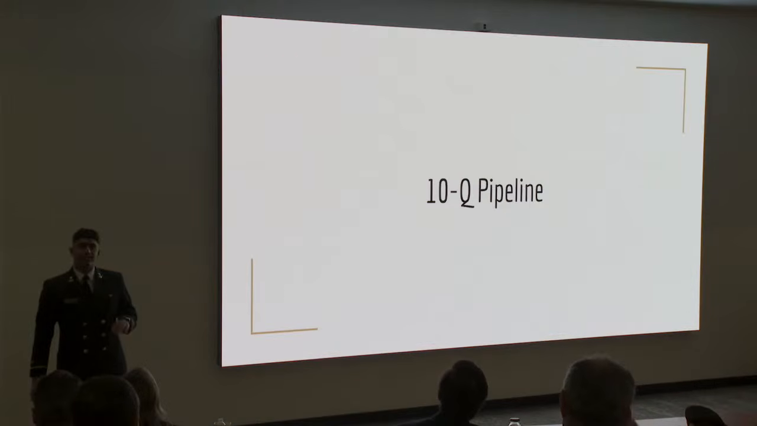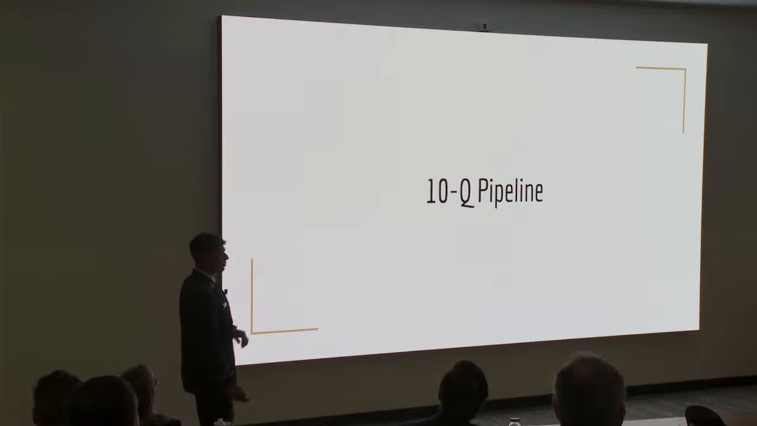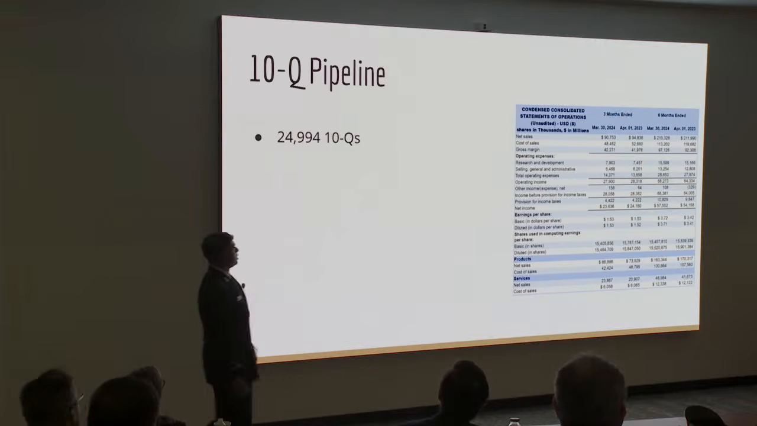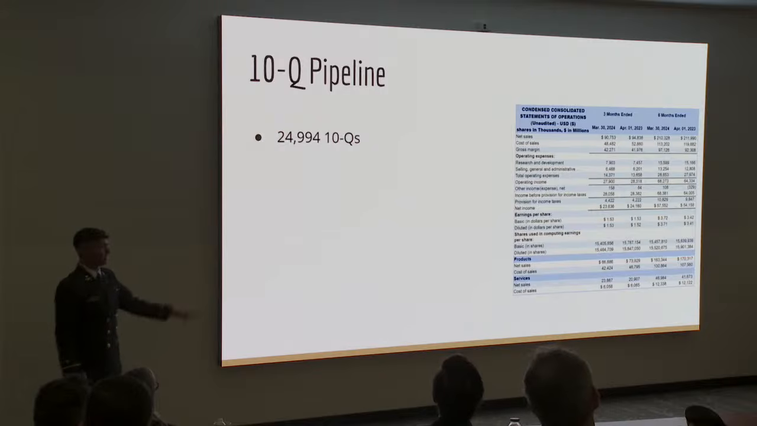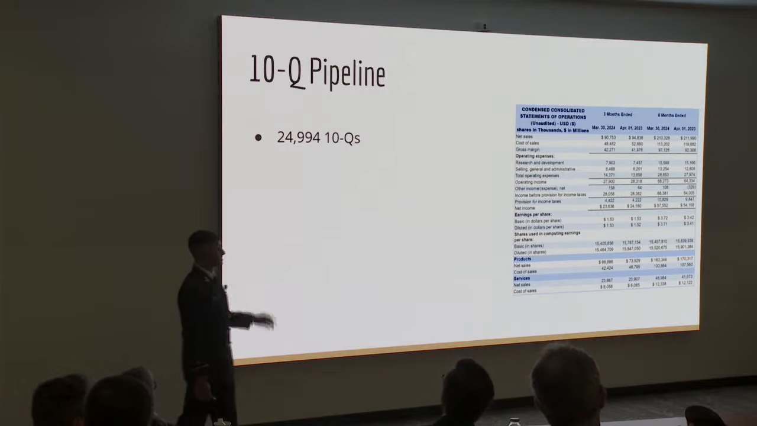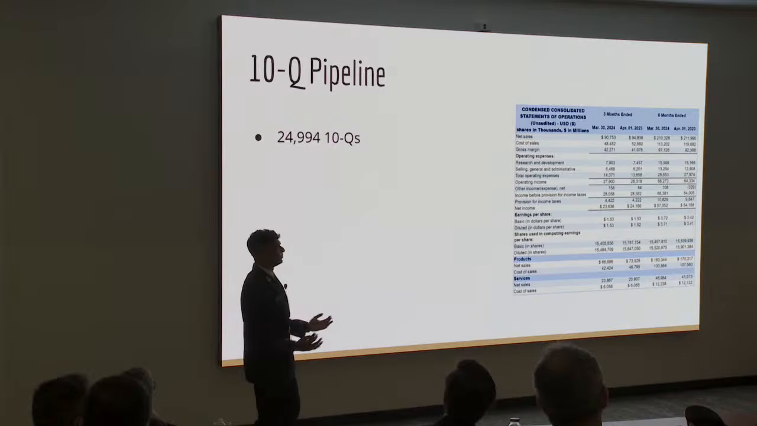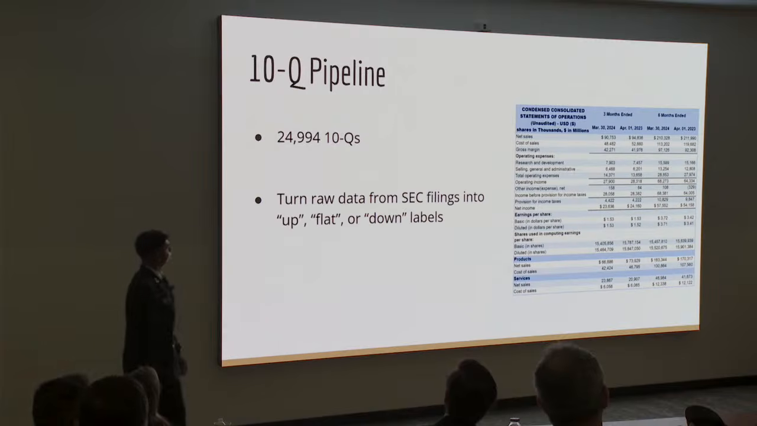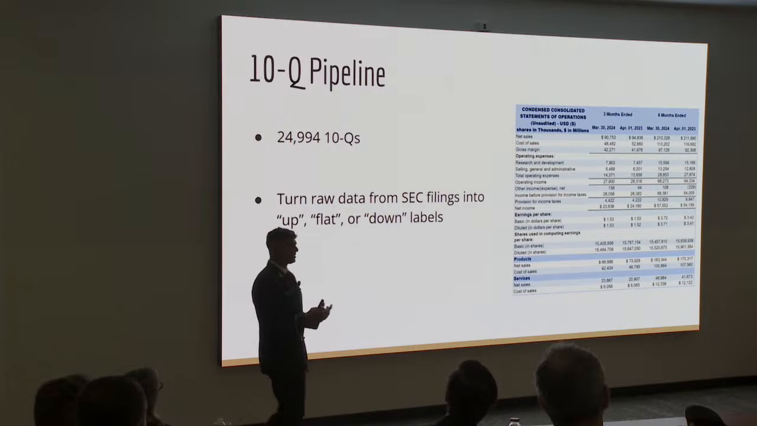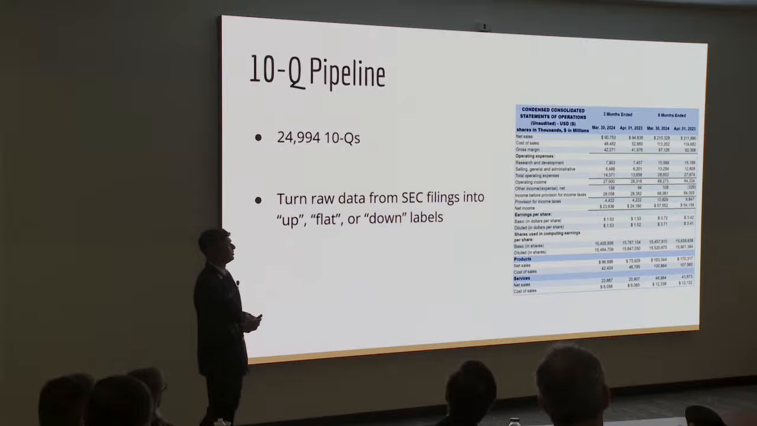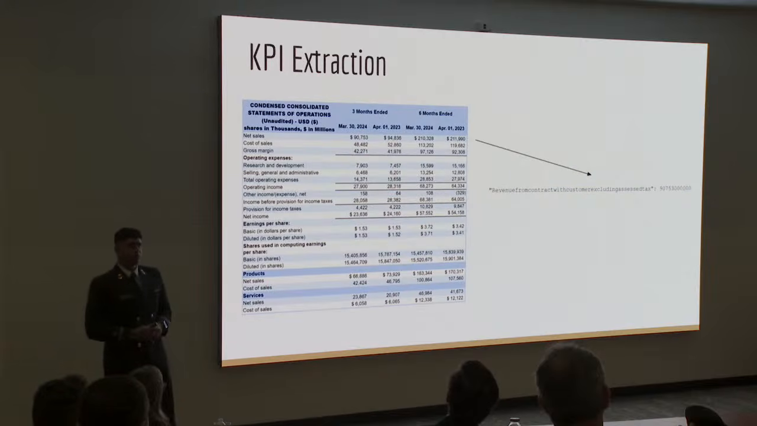And that brings us to our 10Q pipeline, where we process the 10Qs. We're working with 24,994 10Qs, and these are pretty long documents, and they're spreadsheets. Dr. Chambers and I, we don't want to read through all of that, to be honest. We're going to turn these into up, flat, or down labels, and we'll define what that means further down the pipeline. But this is kind of what it looks like.